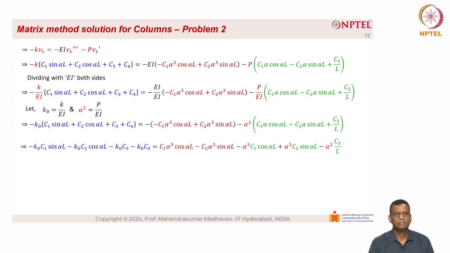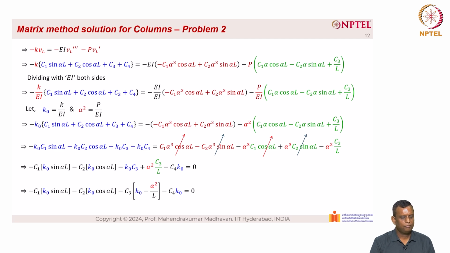So this can be further simplified as minus k naught C1 sin alpha L minus k naught C2 cos alpha L minus k naught C3 minus k naught C4 is equal to C1 alpha cube cos alpha L minus C2 alpha cube sin alpha L minus alpha cube C1 cos alpha L plus alpha cube C2 sin alpha L minus alpha squared C3 by L. We have terms that can be cancelled, as you can see from the equation. So when we simplify this further, we have minus C1 into k naught sin alpha L minus C2 into k naught cos alpha L minus k naught C3 plus alpha square into C3 by L minus C4 k naught is equal to 0. This can be further simplified as minus C1 into k naught into sin alpha L minus C2 into k naught into cos alpha L minus C3 into k naught minus alpha squared by L minus C4 into k naught equal to 0.